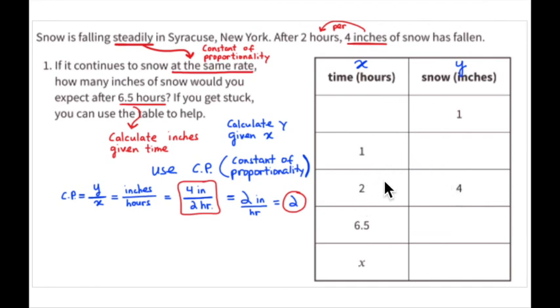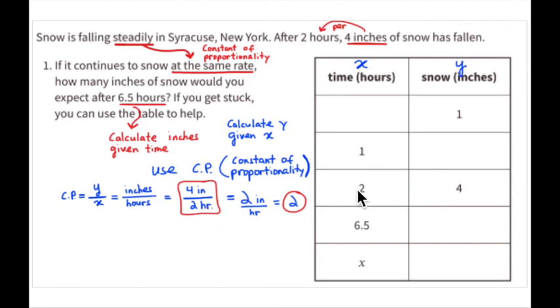After 2 hours, how much snow gathers? After 1 hour, how much snow gathers? After 6.5 hours, how much snow gathers? And what's a general equation to use for how much snow collects on the ground? So the constant of proportionality is y over x. That is inches over hours. So y is the inches, x is the hours. Inches per hour.